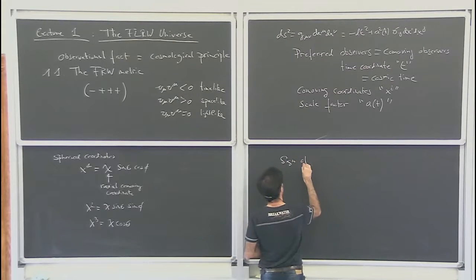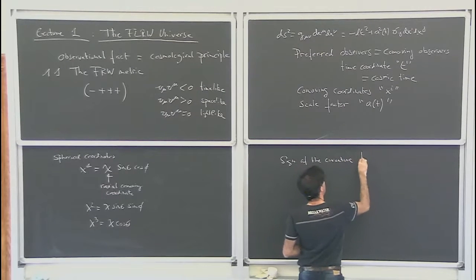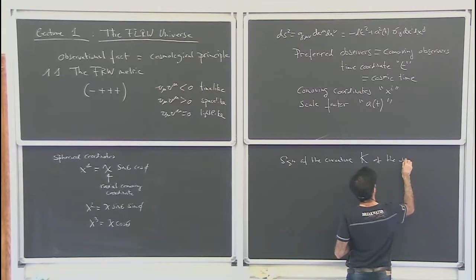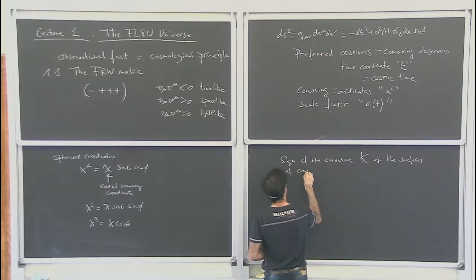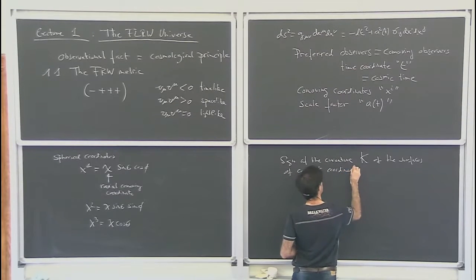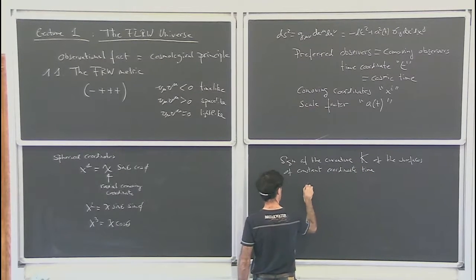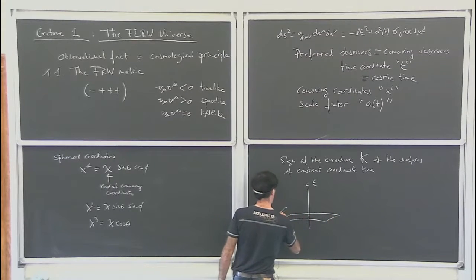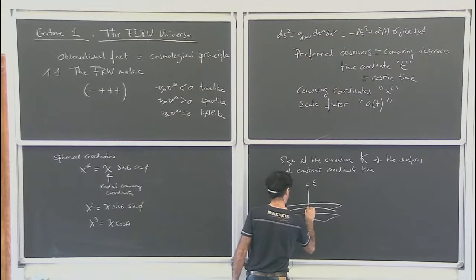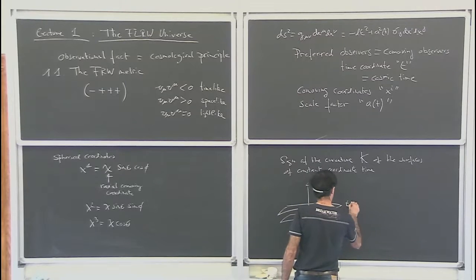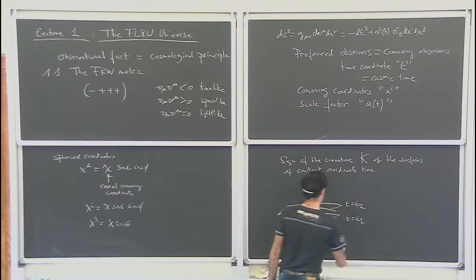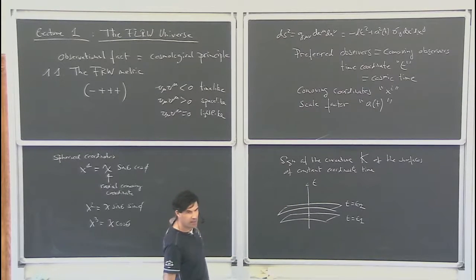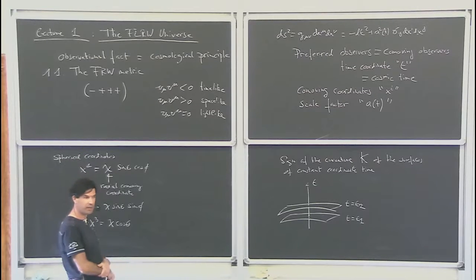So it's basically about the sign of the curvature K of the surfaces of constant coordinate time. Just to imagine this, you have time this way, and then I define these surfaces at constant time. And then I ask, what's the sign of the curvature of these surfaces? Once this is given, you have fully specified what the metric is, up to, obviously, the time evolution of the scale factor a(t), which we will look at later.